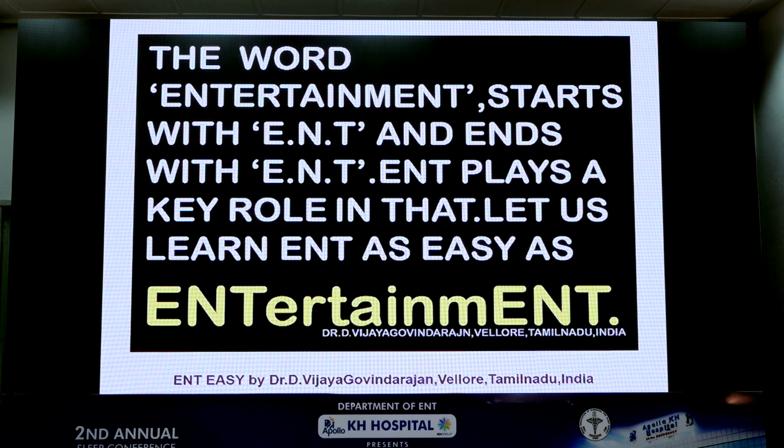And the word entertainment starts with ENT and ends with ENT. ENT plays a key role in that. Let us learn ENT as an entertainment.